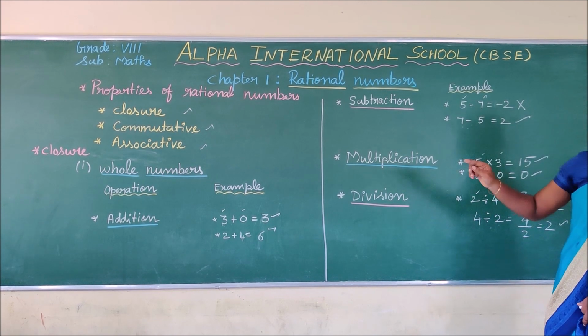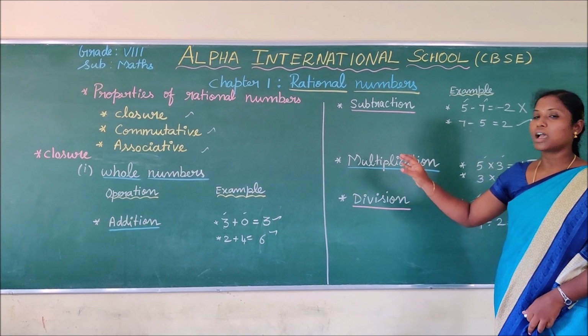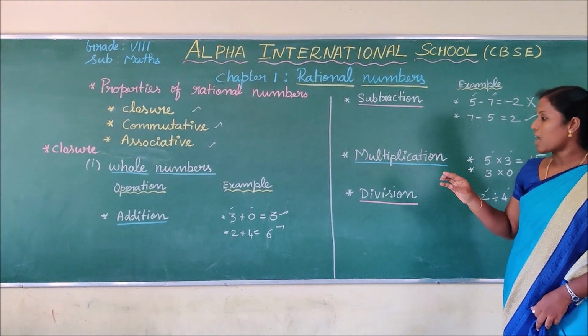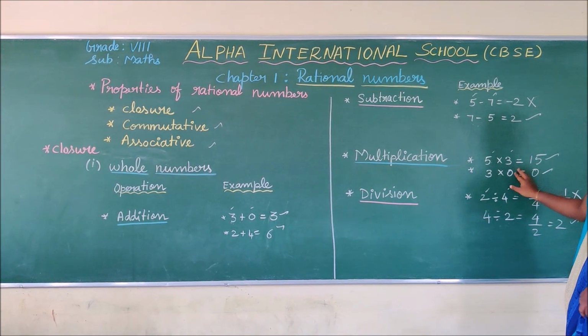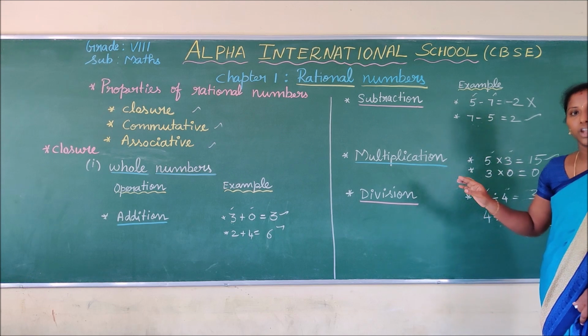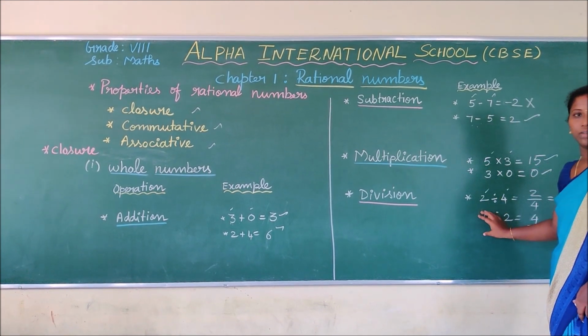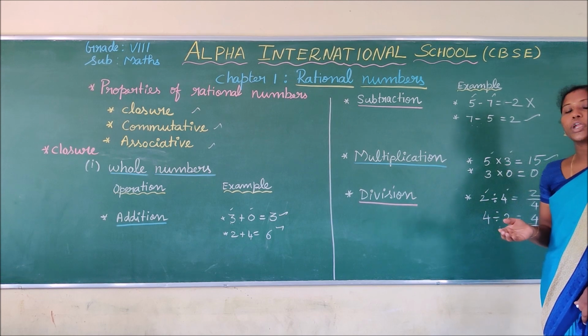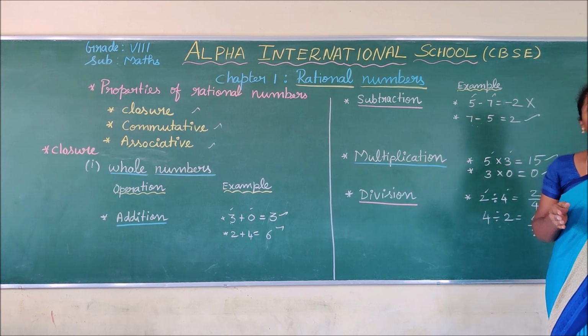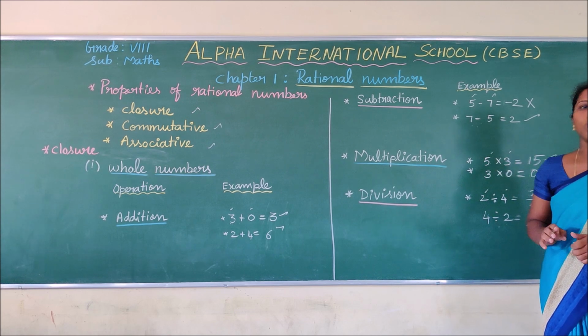So finally, the whole numbers are closed under addition and multiplication, but the whole numbers are not closed under subtraction and division. Next, we are going to check whether the closure property holds for integers based on these four operations.